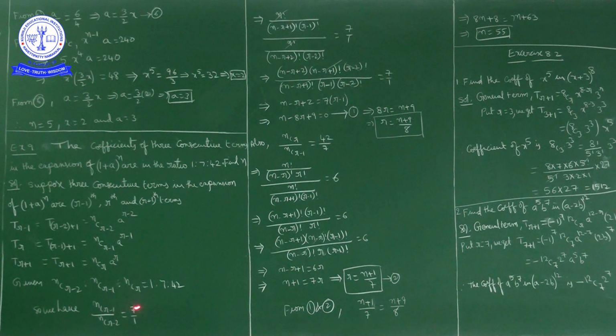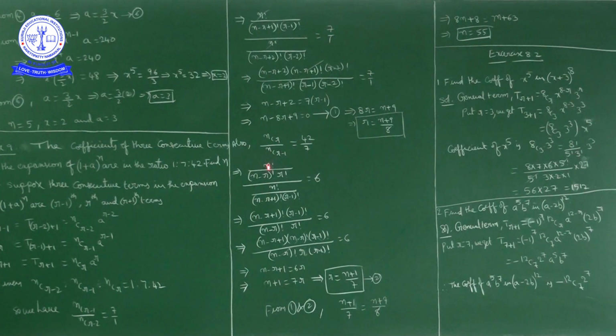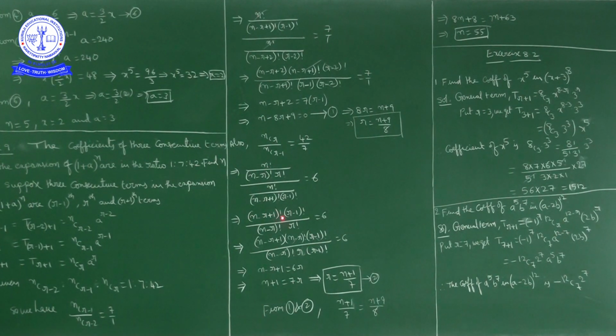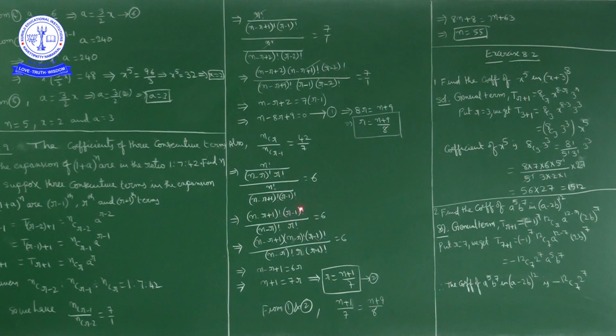From here we have one more ratio, that is nCr by nC(r-1) is equal to how much? 42 upon 7, which is 6. Using the formula, nCr is n factorial by (n-r) factorial into r factorial, upon nC(r-1), which is n factorial by (n-(r-1)) factorial into (r-1) factorial, equal to 6. n factorial cancels, and the denominator comes to the numerator: (n-r+1) factorial into (r-1) factorial upon (n-r) factorial into r factorial is equal to 6.